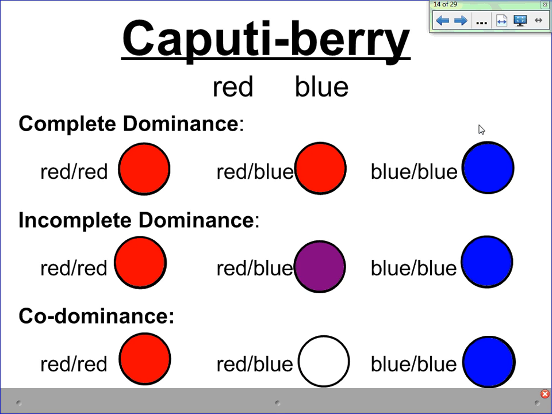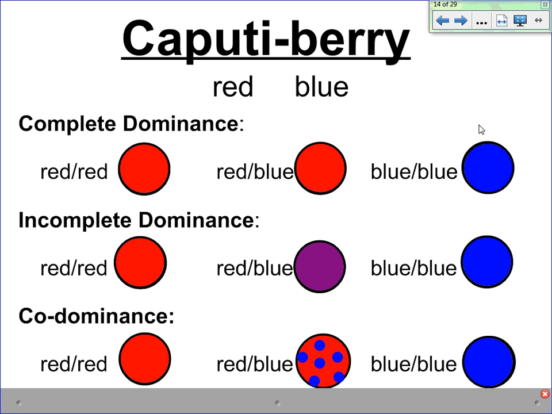In codominance, if you have one red allele and one blue allele, you actually get both traits showing at the same time. So in this case, what you get is a red berry with blue spots, or a blue berry with red stripes, or a berry that is splotchy red and splotchy blue. The key here is that you see both the red and the blue at the same time in codominance. So this is a quick example of what the three different patterns do.